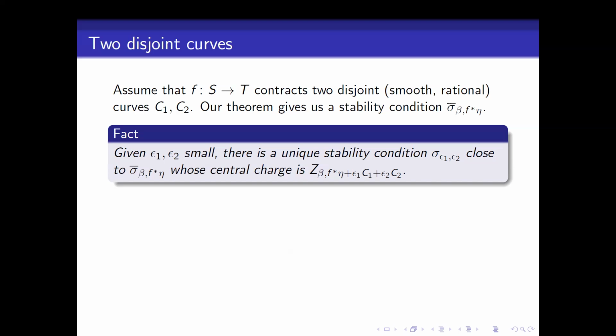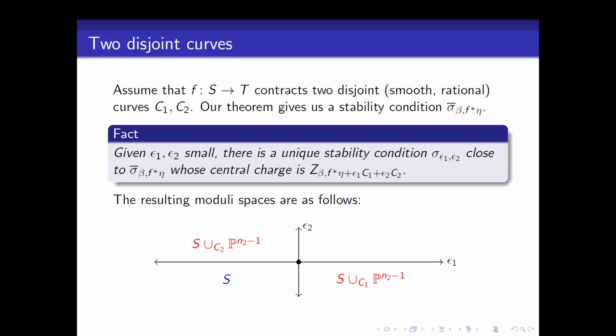Using Bridgeland deformation theorem, one can deform this stability condition so that the central charge varies just a little. The way that we will do this, I'm going to change the central charge so that now instead of having the pullback of the ample class, I'm allowing to add a small amount of either the curve C1 or the curve C2, the two curves that are being contracted by the map F. And the reason for doing this is that if epsilon1, epsilon2 are small and negative, this is now an ample class. So you recover these Arcara-Bertrand stability conditions.